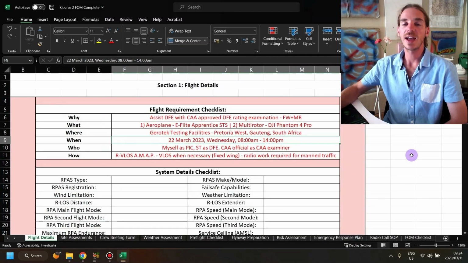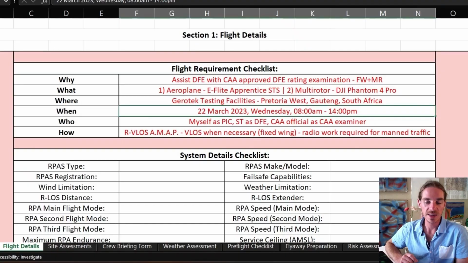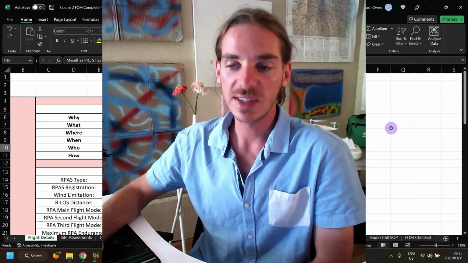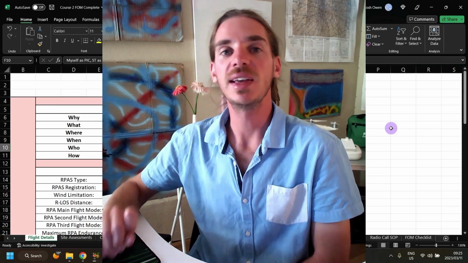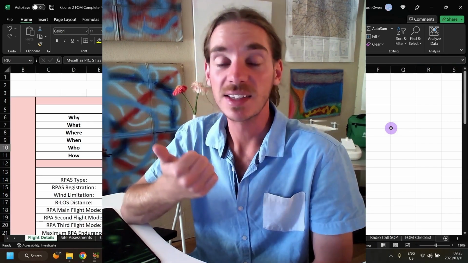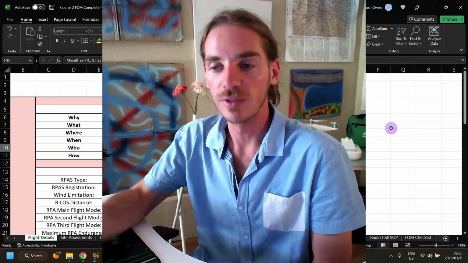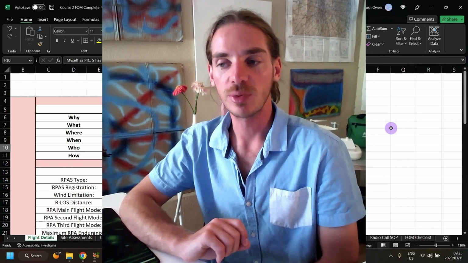When is looking at what is the date and time. And for me, it is the 22nd of March. It is a Wednesday, and it's going to be from early morning through to early afternoon. Second to last is your who. This is going to be who. Firstly, who is flying is the most important thing, but secondly, who will be doing anything else involved for the purpose of the mission.